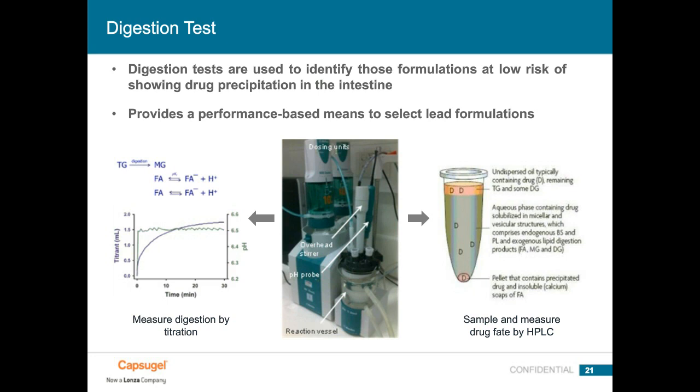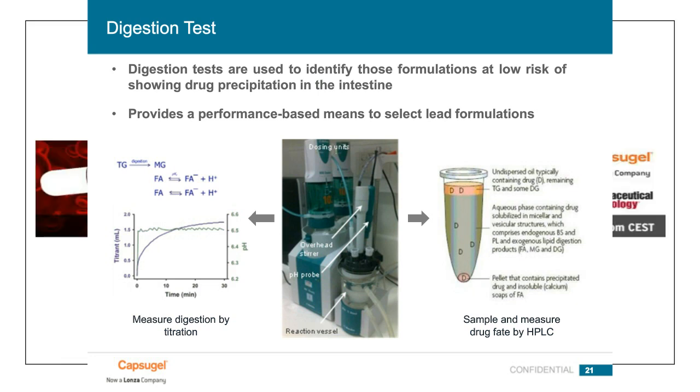So for some formulations where the drug can be quite supersaturated and stable as an emulsion in water, as soon as it becomes digested, the drug becomes more supersaturated as the solubility tends to decrease in the digested lipids compared to the original lipids, and we can get drug precipitation. And so this is a very critical test for comparing lipid formulations.